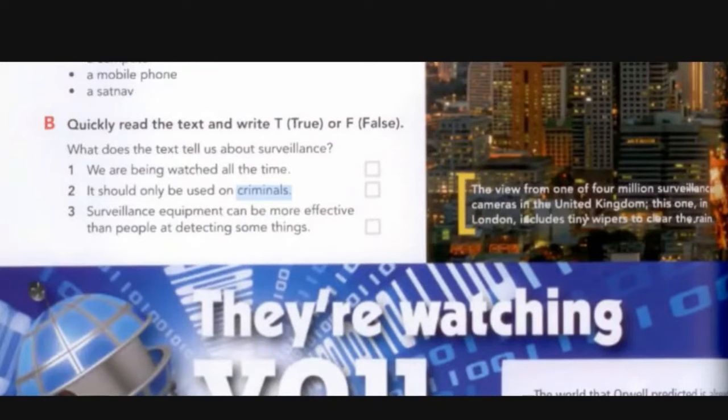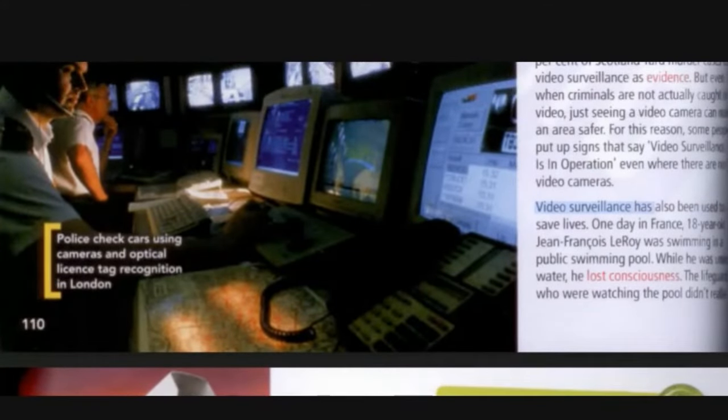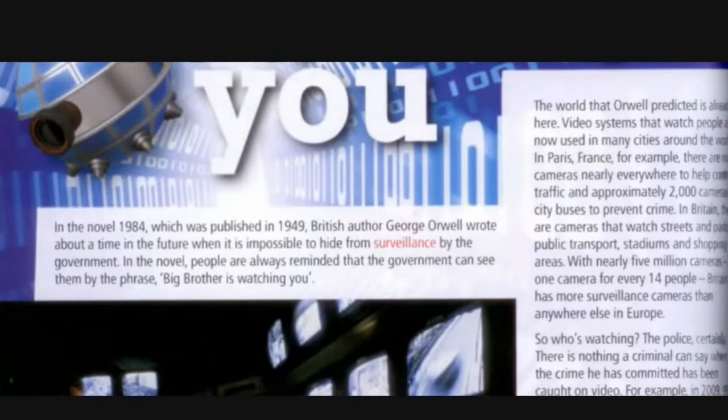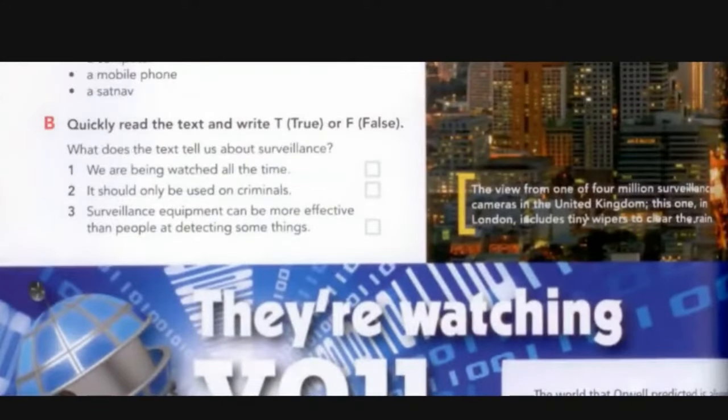Yifeng says false, then why? The video surveillance is also used to save lives, right? That is in paragraph 4: video surveillance has also been used to save lives. So it is not only used to detect criminals. It can also be used to save lives. And in paragraph 2, it also mentioned that it helped to control traffic. So there are many other uses of surveillance cameras, not only to detect criminals. So number two is false.